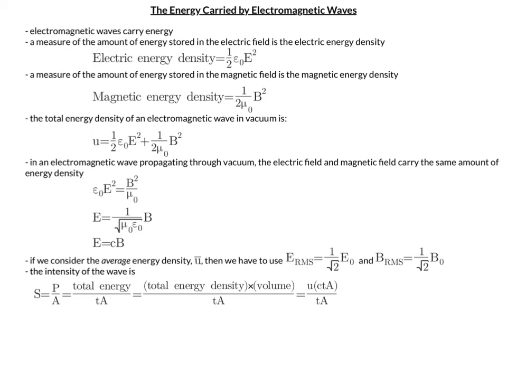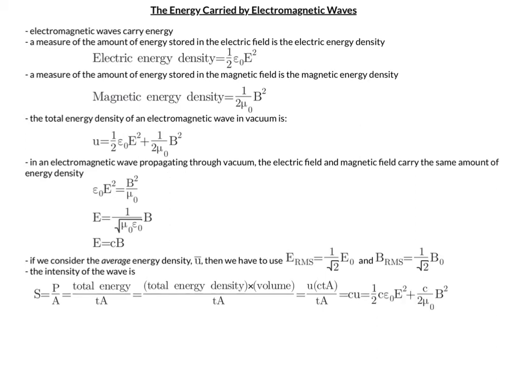So this is a distance. It's the speed of light times time. So this has units of distance times area that gives us a volume. So now we can cancel out T A from top and bottom and end up with the intensity of the wave being c times the total energy density of the wave.